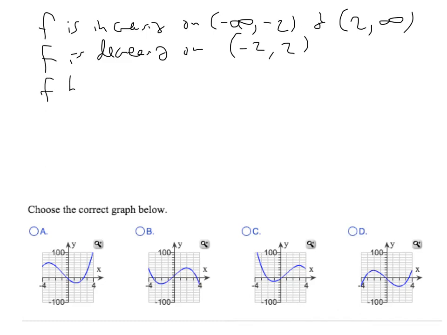We said that f has a relative max at the point where x is -2.